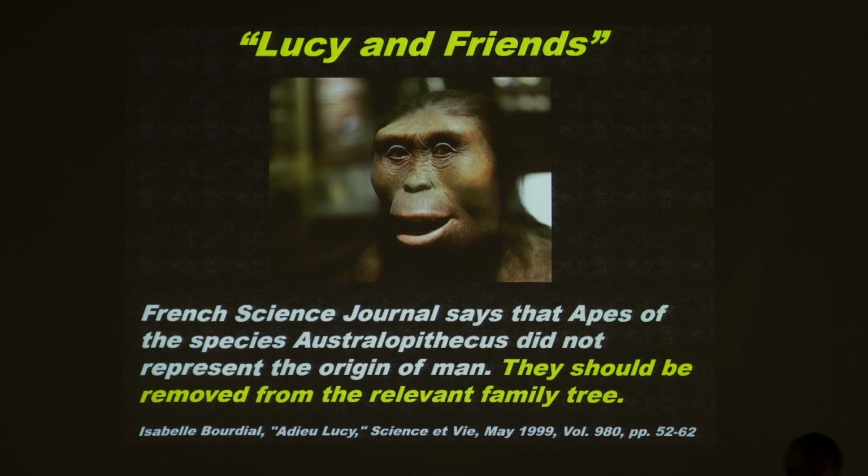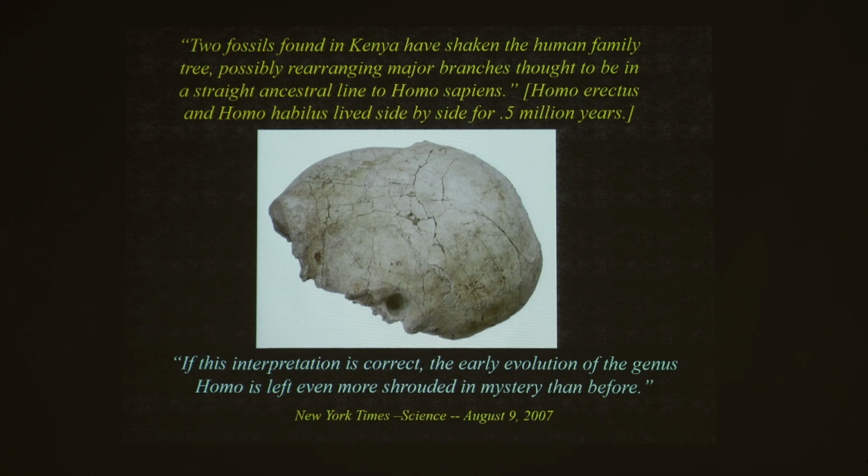And other evolutionary scientists also are concerned. Here, a French science journal says that the apes of the species Australopithecus do not represent the origin of man. They should be removed from the relevant family tree. They're saying, no, we do not believe that those are truly the right ancestors. That's wrong. And there have been more discoveries that are also throwing doubt on such lines that are being drawn. Here, the New York Times, 2007.